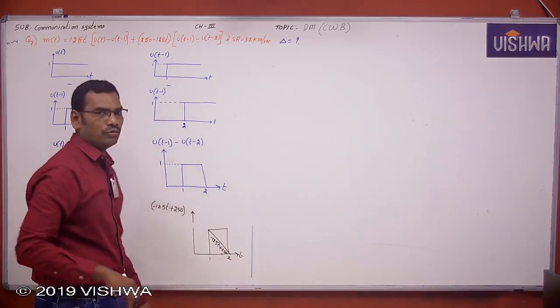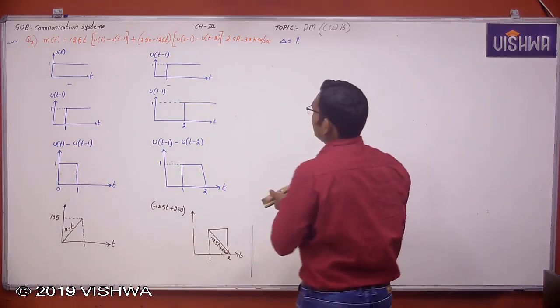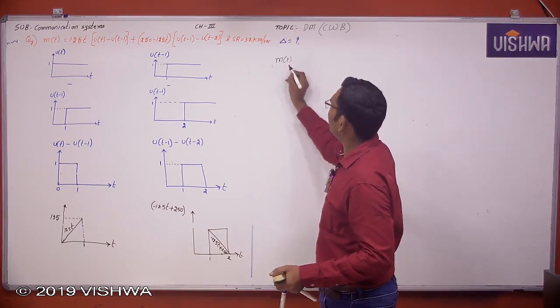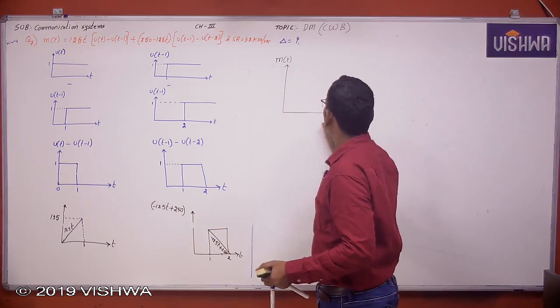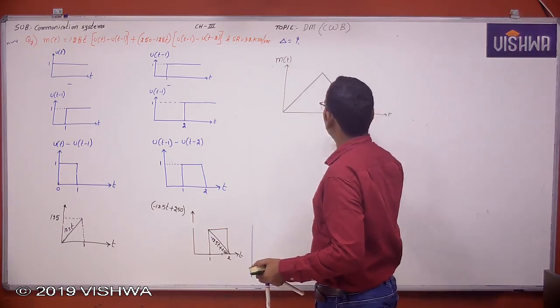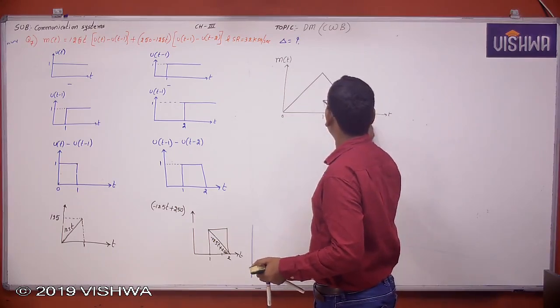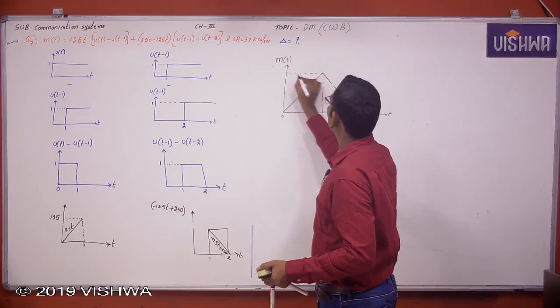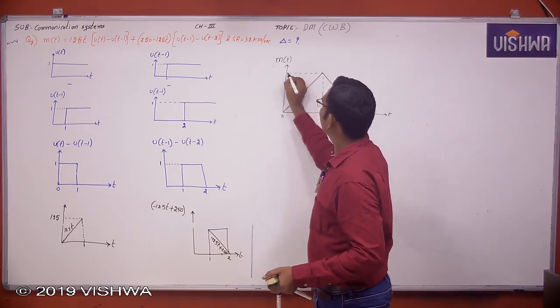Now you add these two. This is nothing but m of t. What is m of t finally? It rises from 0 to 125 between 0 and 1, and falls back to 0 at 2.